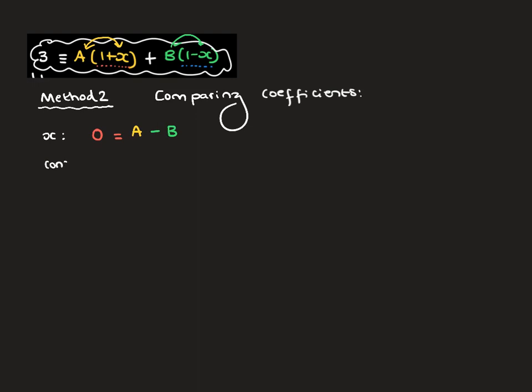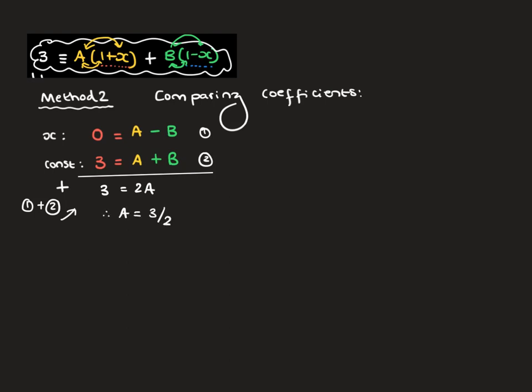Now, if we look at the constant term on both sides, on the left-hand side we have a 3. And on the right-hand side, what constants do we get? Well, here we'll get an a, and here we'll get a b. So we end up with a very simple pair of simultaneous equations to solve. Let's add these together. So if I call that equation 1 and equation 2 for clarity, we are adding together equation 1 and 2, which gives us 3 equals 2a. Therefore, a is equal to 3 over 2, and equation 1 clearly tells us that a is equal to b, so b is also equal to 3 over 2, and we get the same answers.